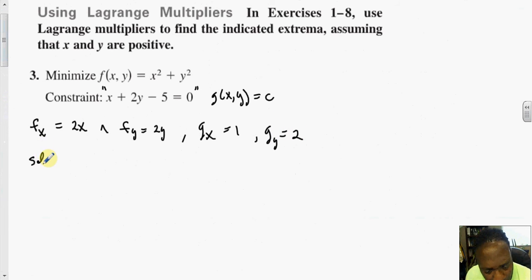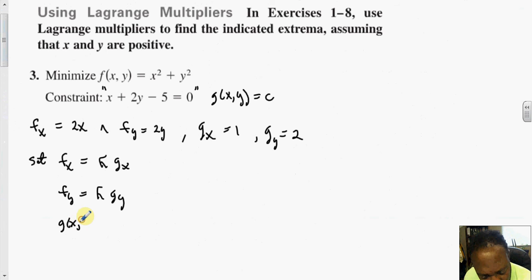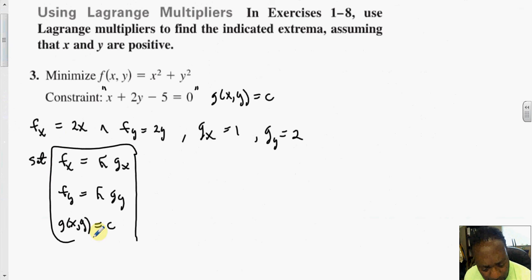So according to the instructions, we set the partial of f with respect to x equal to lambda times the partial of g with respect to x. Then the partial of f with respect to y is equal to lambda times the partial of g with respect to y. And then we substitute this information into the constraint equation. So if that be the case, we have 2x is equal to lambda times 1, or just lambda. Then we have 2y is equal to 2 lambda.